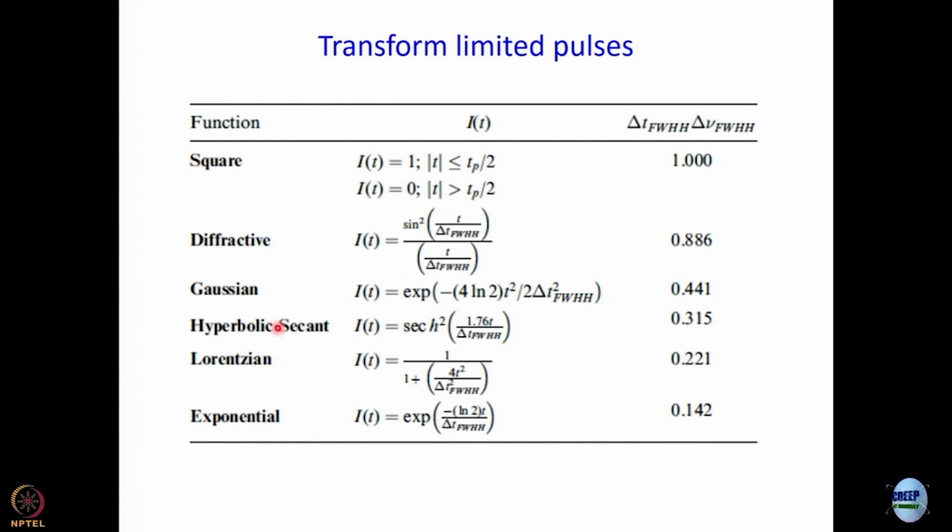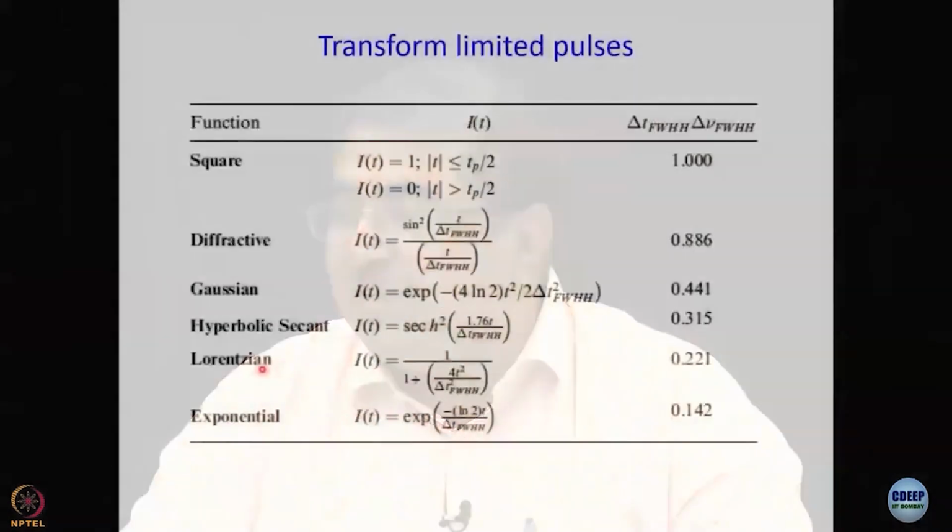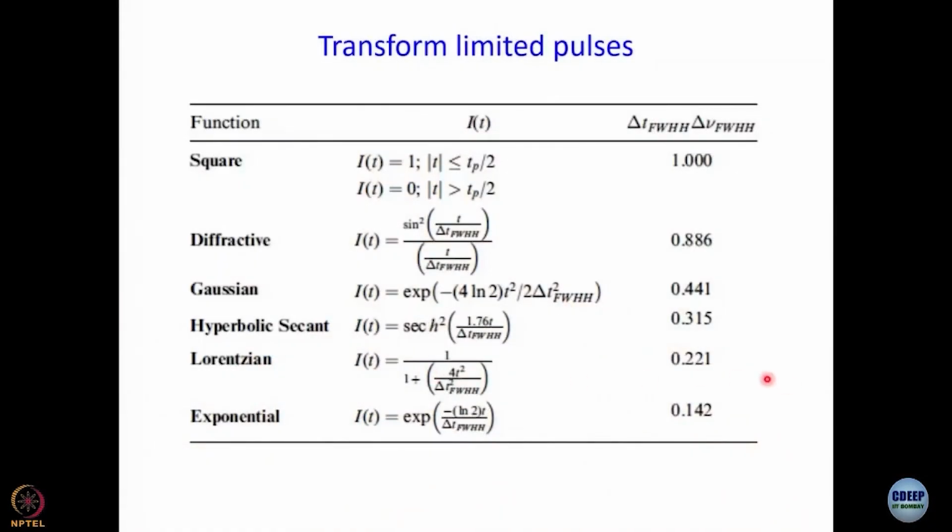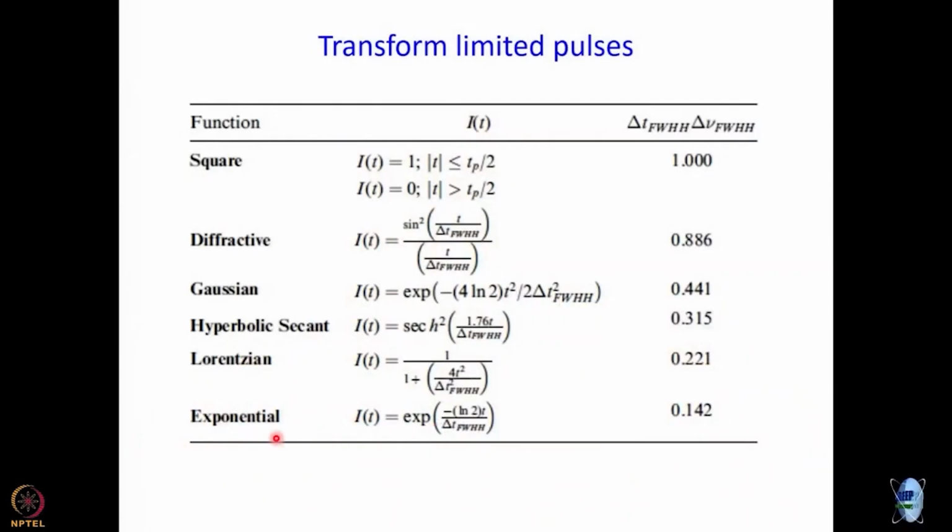For hyperbolic secant, these are all different shapes, right? And there is no guarantee that you are always going to work with Gaussian kind of pulses. Lorentzian 0.221. See, Gaussian and Lorentzian we are very familiar with. See the difference is one is half of the other. Exponential, two-sided exponential, the product is 0.142. Right? So, depending on what kind of pulse you have, what kind of spectrum you have, in principle you can work out the pulse width if you just look at the spectrum, provided you are working with transform limited pulses.